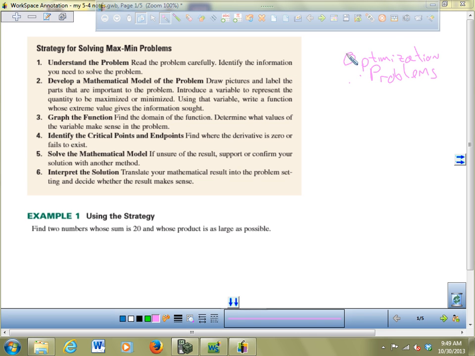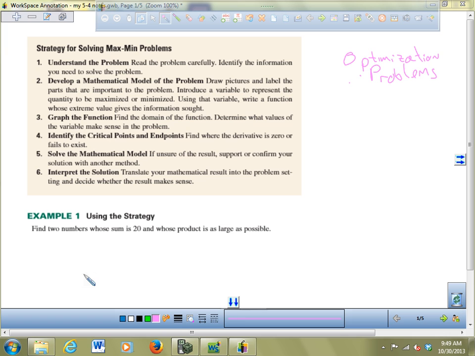Optimization problems are problems where you're trying to find where you're either maximizing something or minimizing something. It's all about finding the first derivative, sometimes using the second derivative to see whether you're at a maximum or a minimum. Some of these you have to do graphically, and sometimes you don't have to do them graphically. The book gives you some strategies for how you go about solving these.